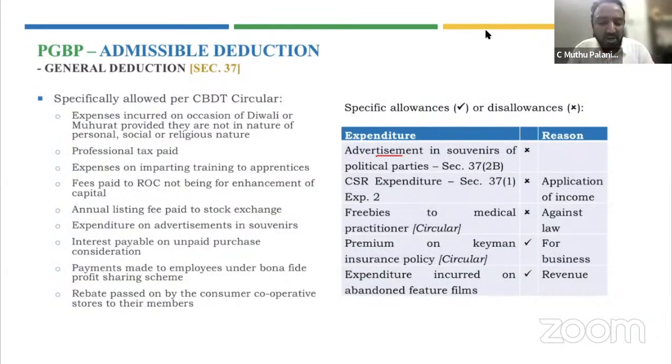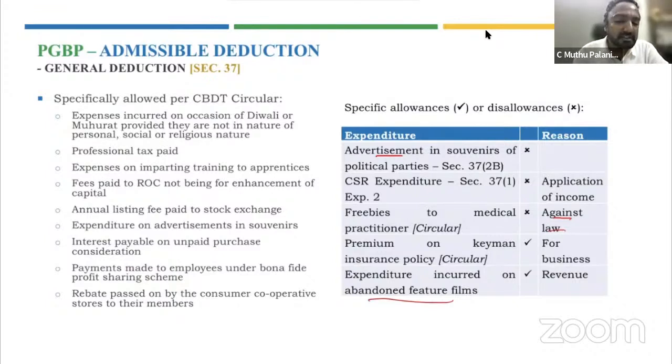CSR expenditure is not eligible. Freebies to medical practitioners, it is against law, it is an offense, so it is not allowed. Premium on key man insurance policy is allowed for business purposes. Though it is specifically for some individual, it is still allowed as business expenditure. Expenditure incurred on abandoned feature films: a very famous director takes a movie for 2 years, 3 years, but it never gets released. So it's called an abandoned feature film, and expenditure incurred on it is a revenue expenditure.